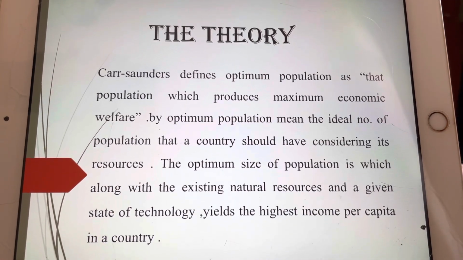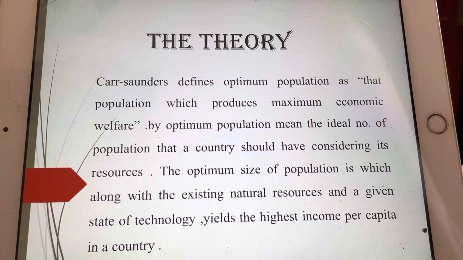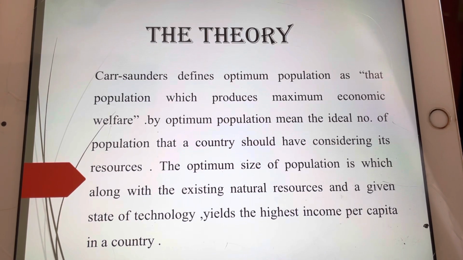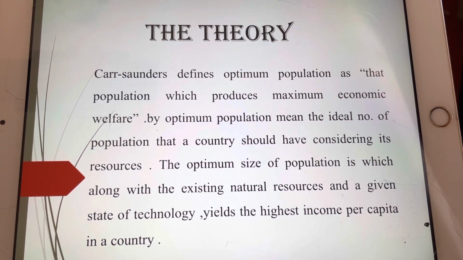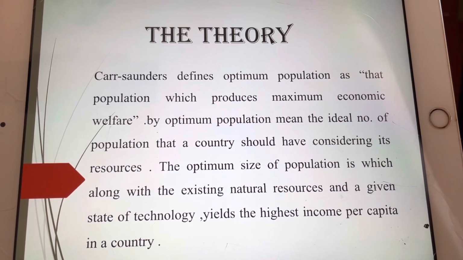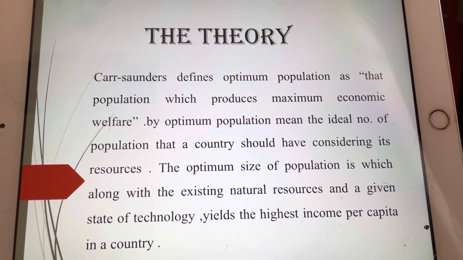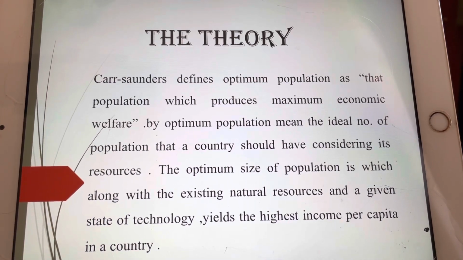What is optimum theory of population? K. Saunders defines optimum population as that population which produces maximum economic welfare. By optimum population we mean the ideal number of population that a country should have considering its resources. The optimum size of population is that which, along with the existing natural resources and a given state of technology, yields the highest income per capita in the country.